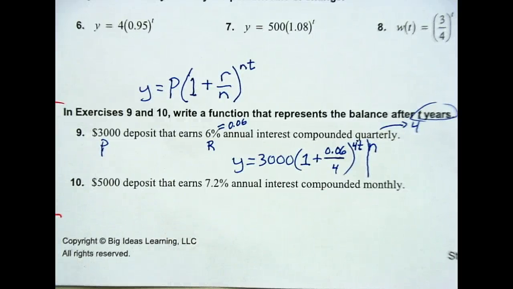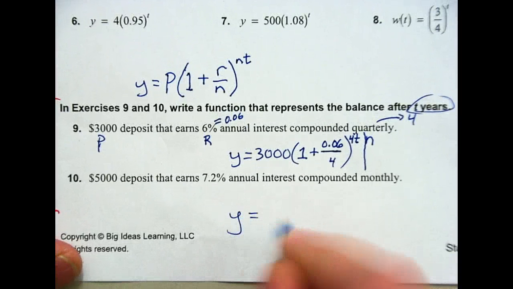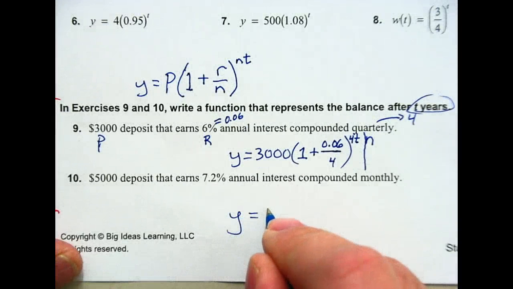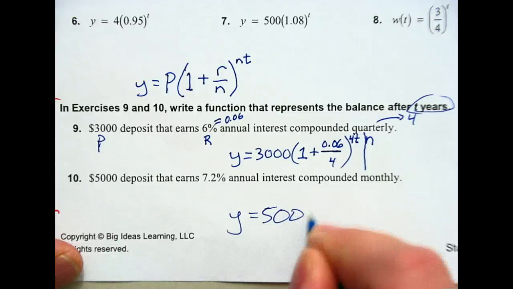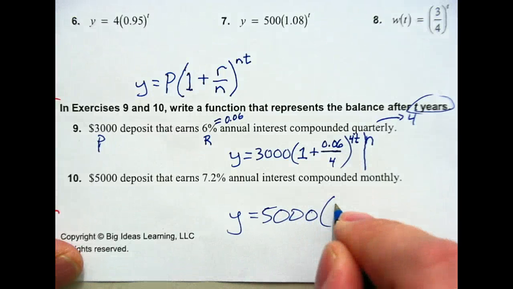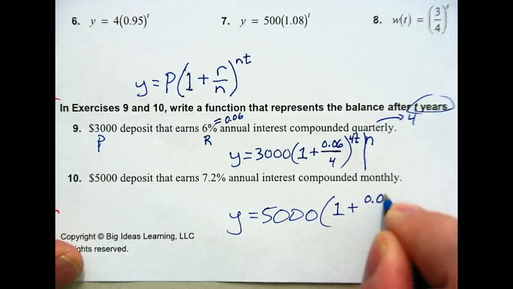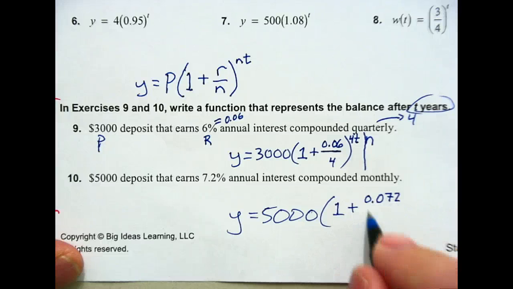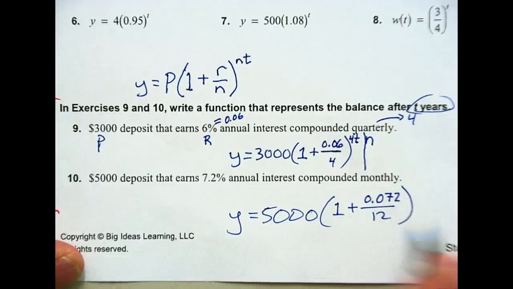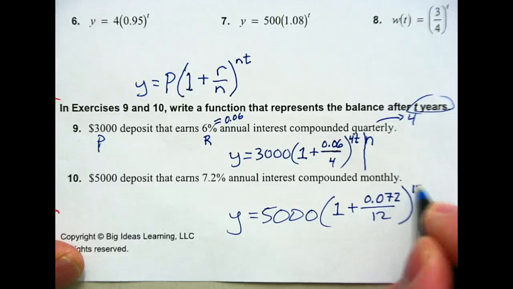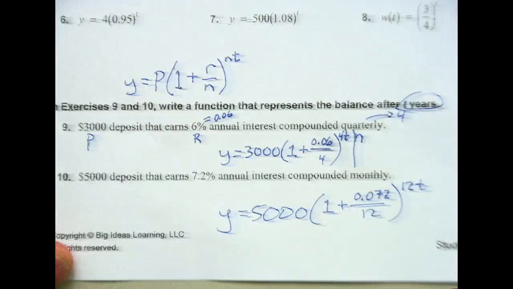All right. Number 10. Everyone give it a shot. All right. Let's see if you got it. y equals. Everyone, what's first? 5,000 times. What's here? 1 plus 0.072 over 12. All to the 12t. Nice. How many got it?